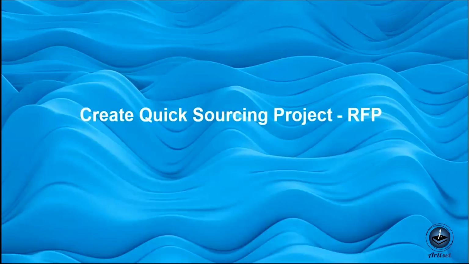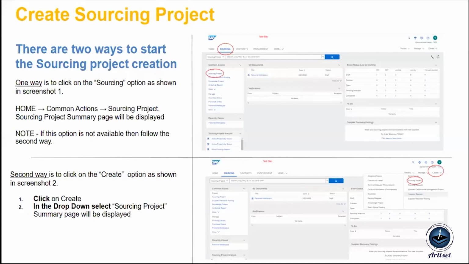So this is the complete overview of what the sourcing project looks like. When we go into the demo, we will see that there are two ways we can create the sourcing project. Once the user has logged into the system, on their home screen, they can click on the sourcing tab, which I have highlighted, and in the common actions, they will see the option available as sourcing project. They can click on that, or if the sourcing project is not available through the common actions, they can click on create and go to the sourcing project.